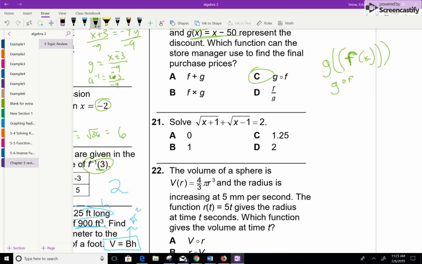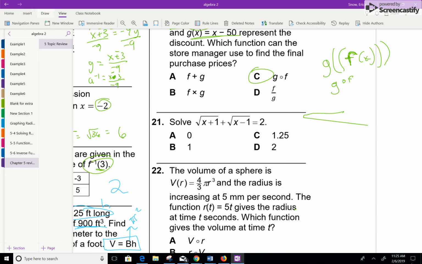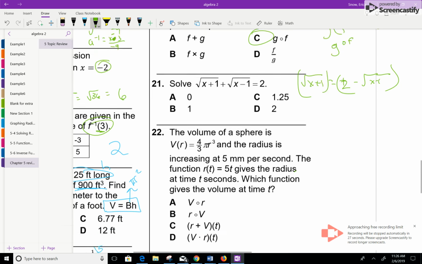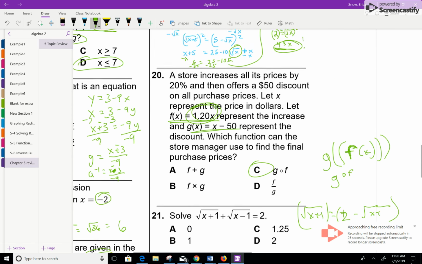Okay, 21 is another lovely little problem. So what we're going to do with this is we're going to decide which one of these we want to move to the other side. And it doesn't really matter. So we're going to do square root of x plus 1 equals 2 minus the square root of x minus 1. And we will square both sides. And we're going to stop there. We'll do 21, 22, and 23 in another video.